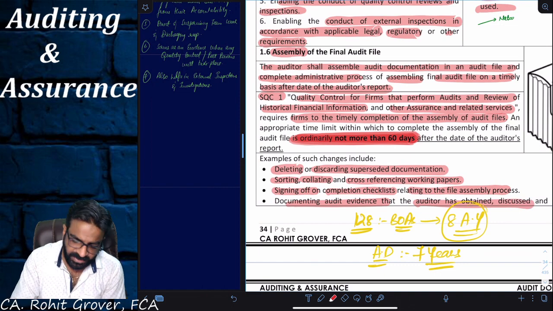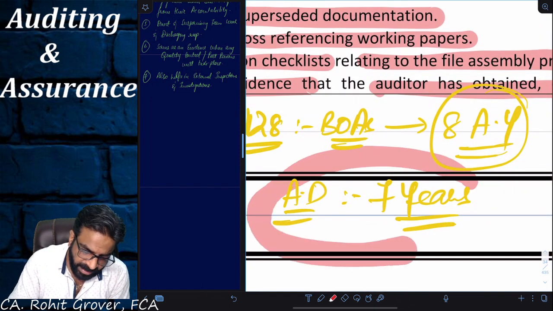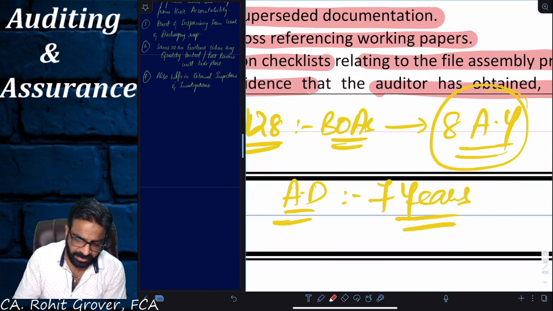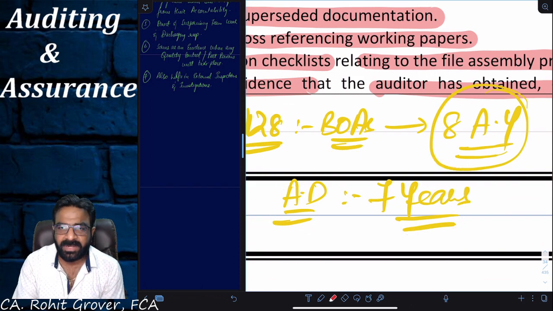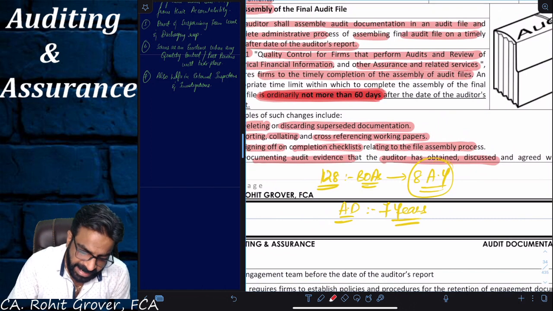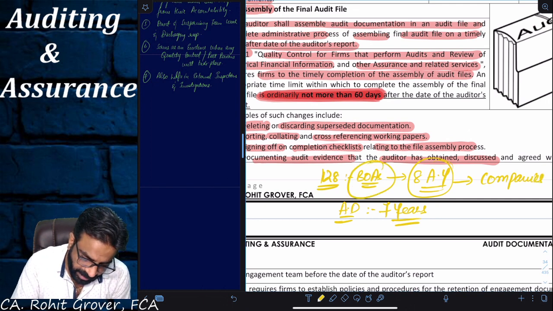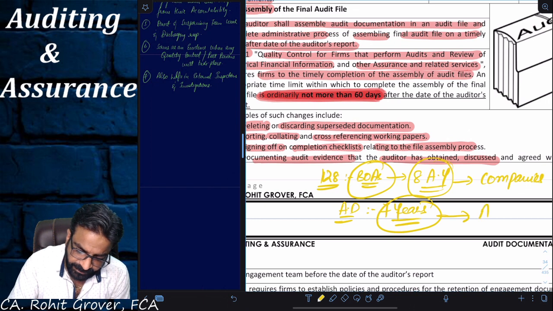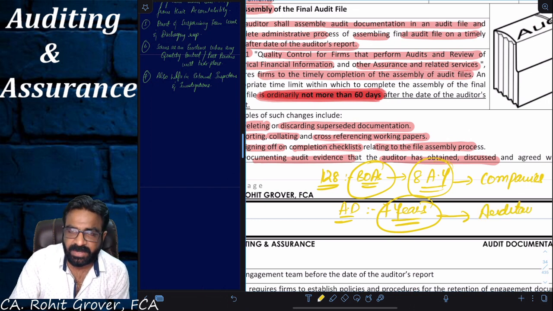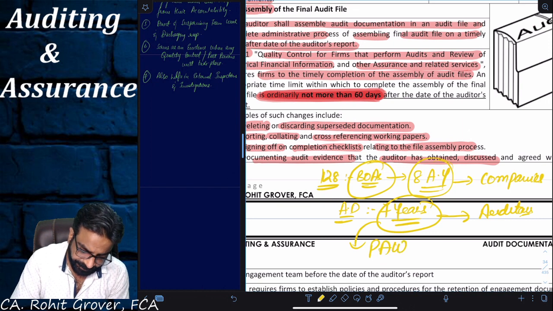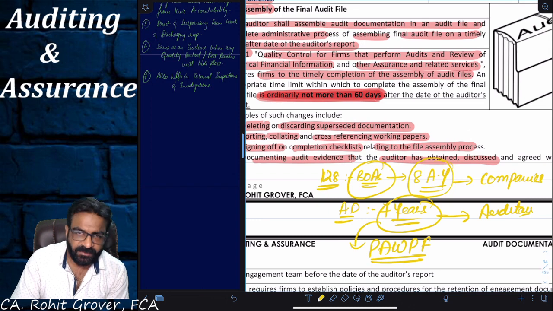So remember, this can be another probable MCQ question in the examination: for how many years does the auditor have to maintain? 8 years is applicable for the companies, that too for their books of accounts. But for the auditor, it is how many years? 7 years, everyone. And you know what this is known as? PAWF, Permanent Audit Working Paper File.